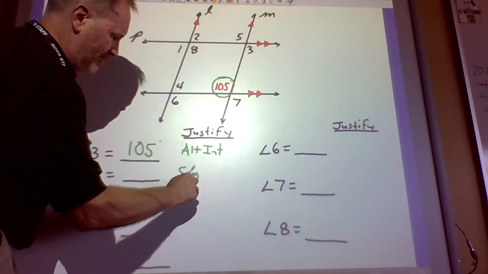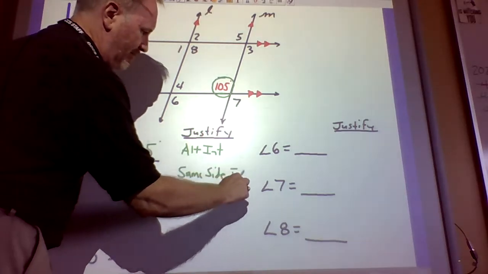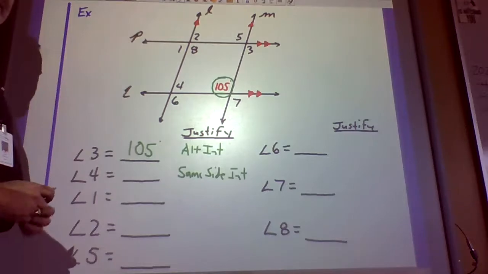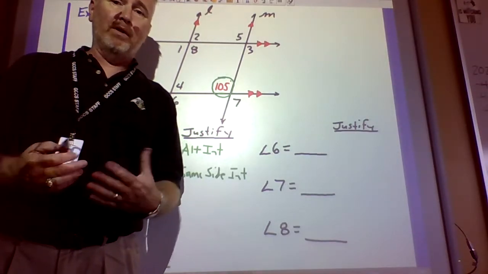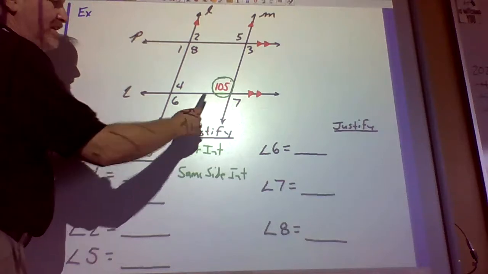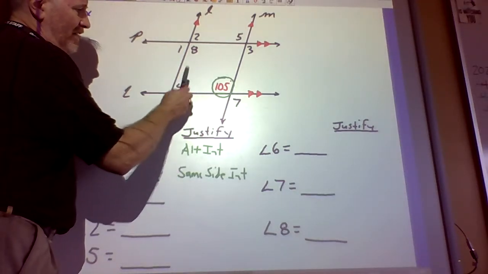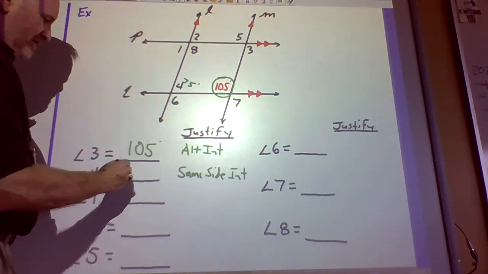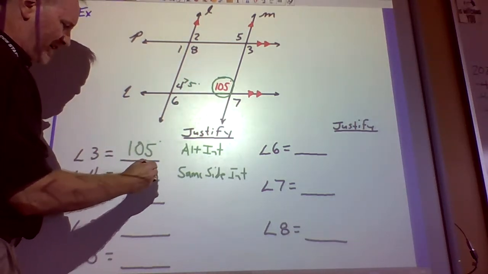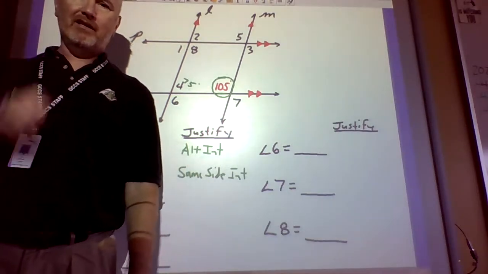same side interior. And that is the weird relationship. That's the one that's not equal necessarily. It's the one that adds up to 180. So if he's 105, what makes 180 with 105? Well, I think most of y'all know that would be 75 degrees. So he is 75 degrees because of the same side interior angle postulate, right?